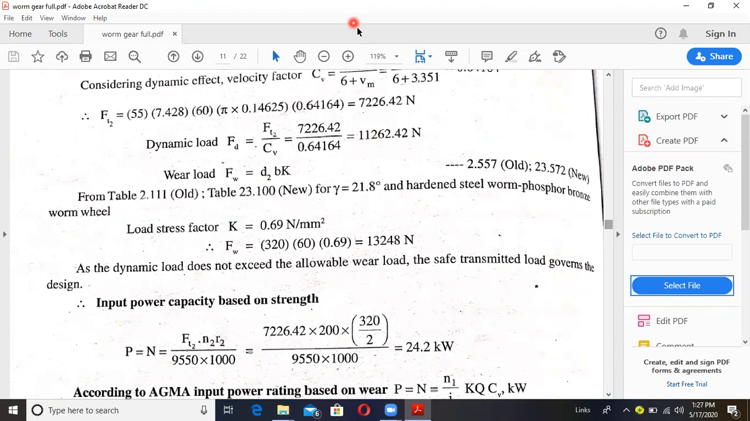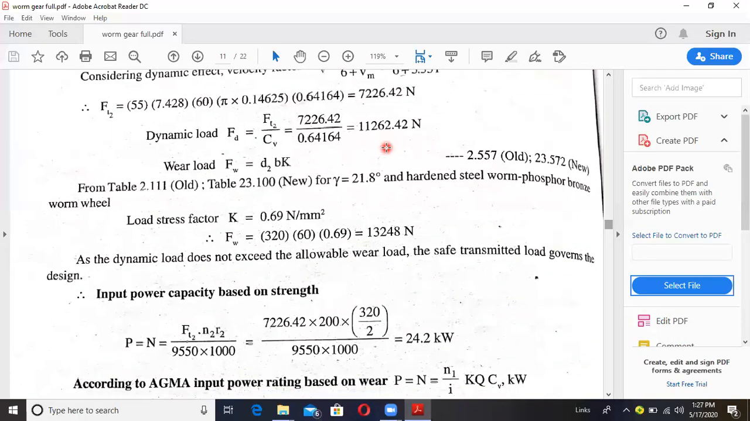No, sir. Any doubt up to here in calculation of loads? No, sir. Now we are moving to the next.